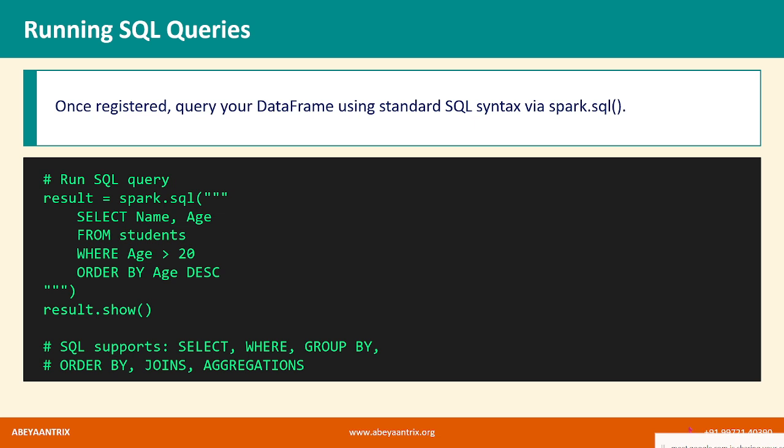I am using result equal to spark.sql. Inside spark.sql, you have to mention your query with triple double quotes. Since this SQL query requires multiple lines, I am enclosing it with triple quotes, either triple single quotes or triple double quotes, both will work. Now result.show, and the result of the query will be displayed.